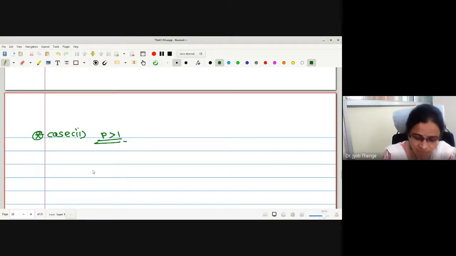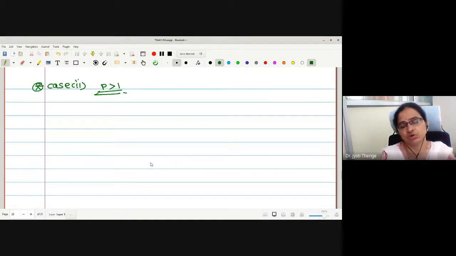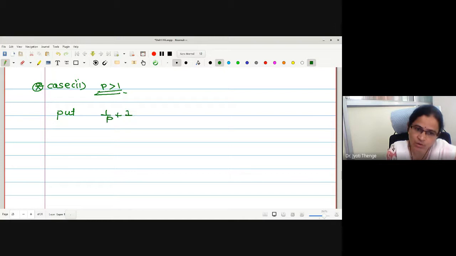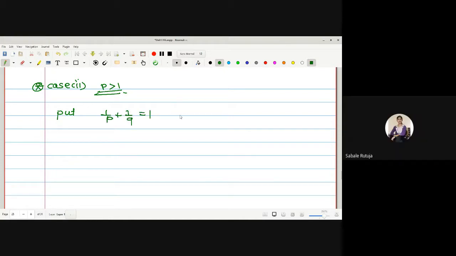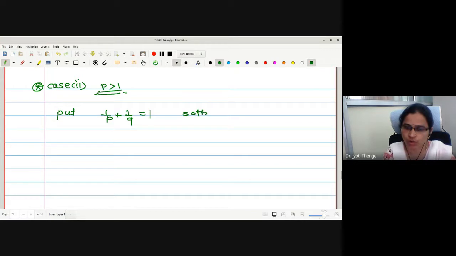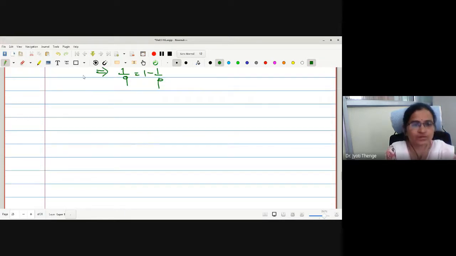Next, let me consider case 2, for p greater than 1. Okay, for p greater than 1, in order to prove this triangle inequality, we have to make use of Holder's inequality. And therefore, I will define another number q as well, right? In Holder's inequality, you might have remembered, we have found a number, say q, such that 1 by p plus 1 by q is equal to 1, so that q is also greater than 1. Q greater than 1. Therefore, I can write the value of 1 by q as 1 minus 1 by p also. Okay. Now I will start.